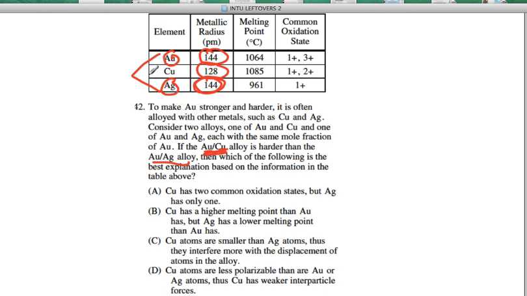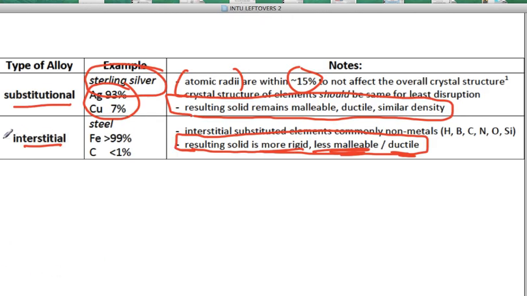Where this is interstitial substitution with the copper. So the reason why the Au alloy is harder is because copper atoms are smaller than silver atoms, so they interfere with the displacement of atoms in the alloy. So that goes back to this idea. Interstitial. The interstitial one is the fact that the resulting solid is more rigid, less malleable, and less ductile.